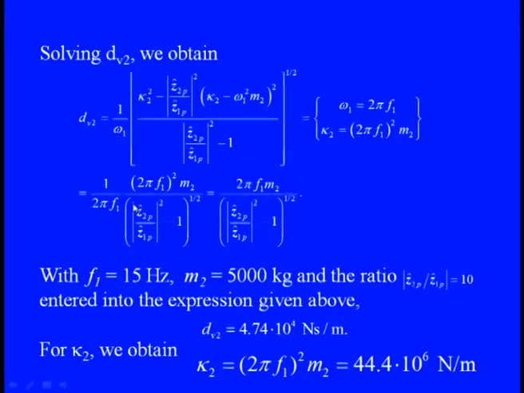So we have all the values, when we keep the mass value and all, these are the relations. With these relations, we can get all the values when we know the input values as m2, f1 and z2 by z1. So this is a numerical problem which clearly shows how, with the addition of a mass as the absorber, we can suppress the vibration, and how other things can be evaluated with this.